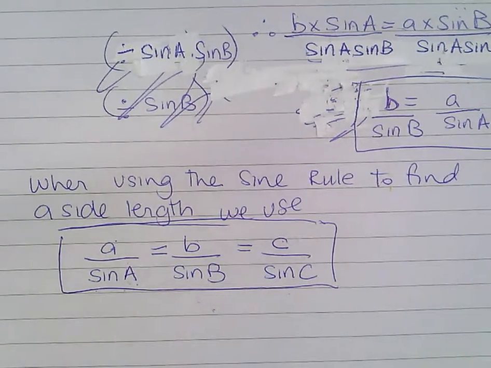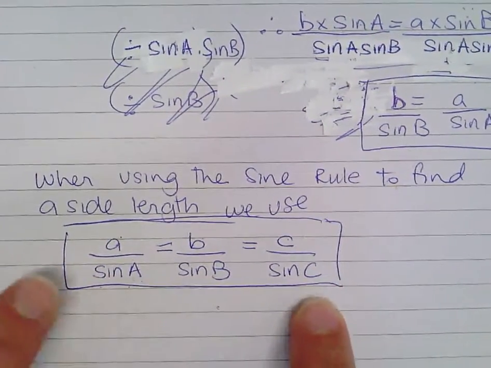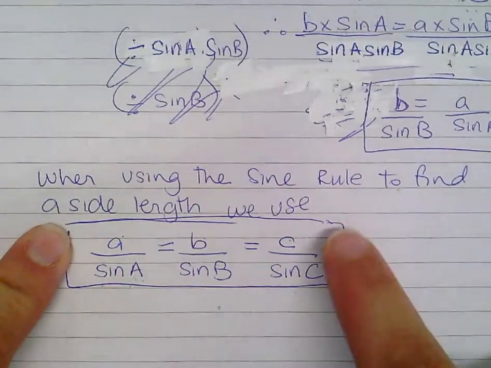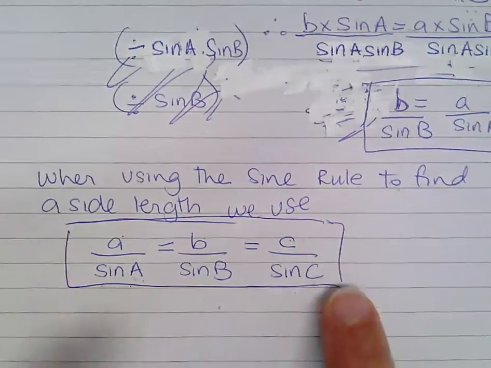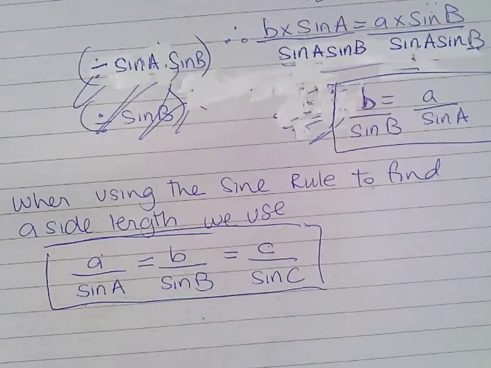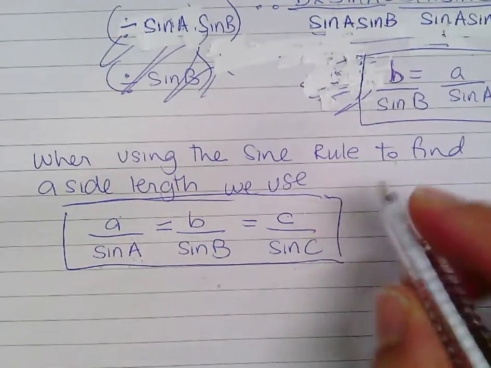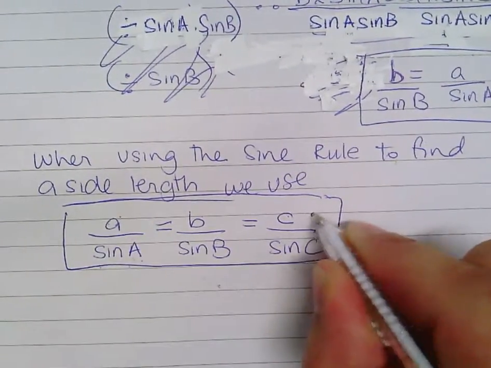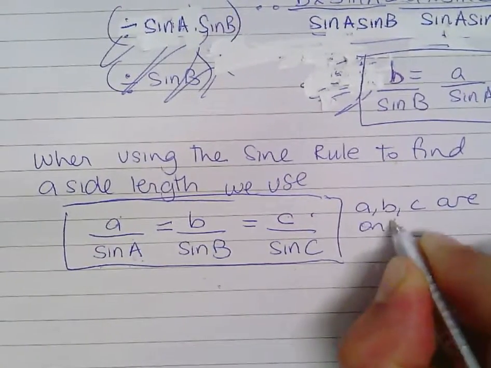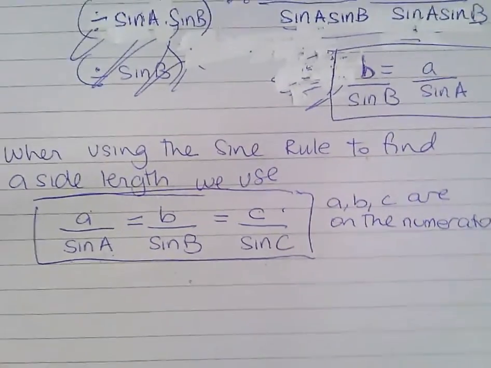But you know how there's three side lengths of a triangle? You will only use two together. You'll either go A over sine A equals B over sine B, or you'll go A over sine A equals C over sine C, or you go B over sine B equals C over sine C. You only use two of them. Now, we use this version when we're trying to find side length. Why? Because side length is on top. Little a, little b, little c are on the numerator here. That's how you use that version of the sine rule.